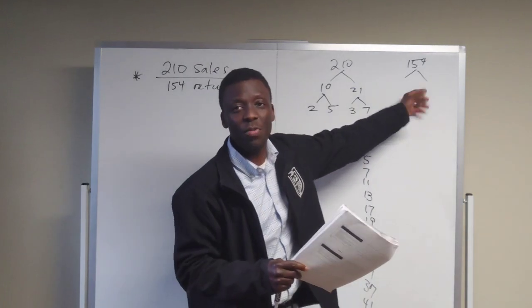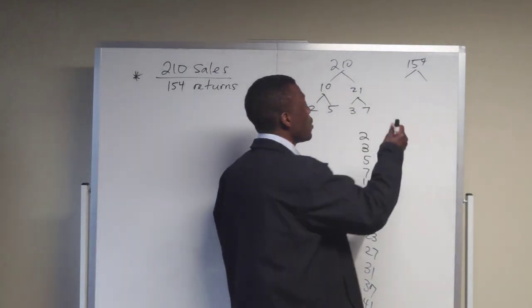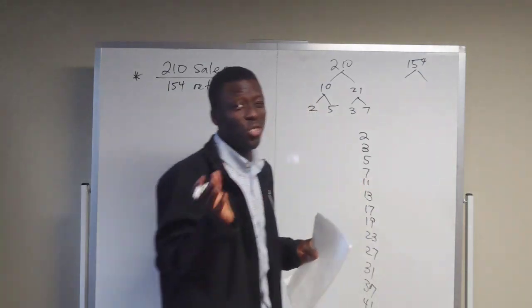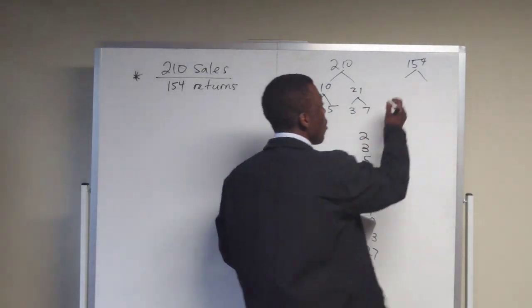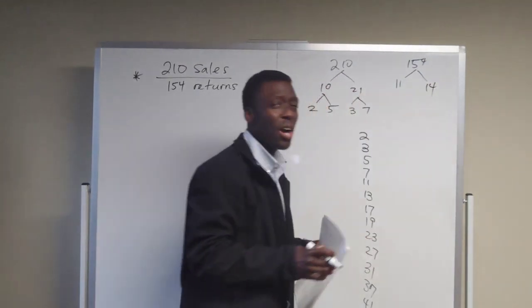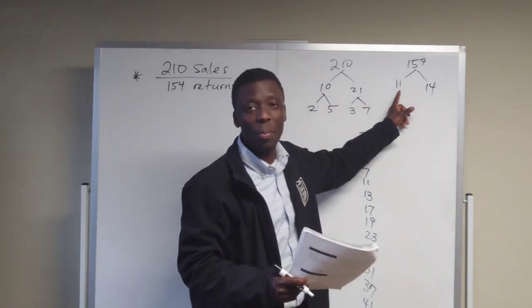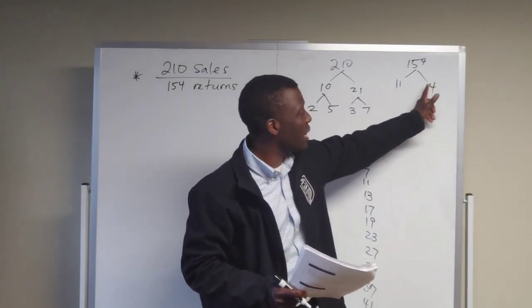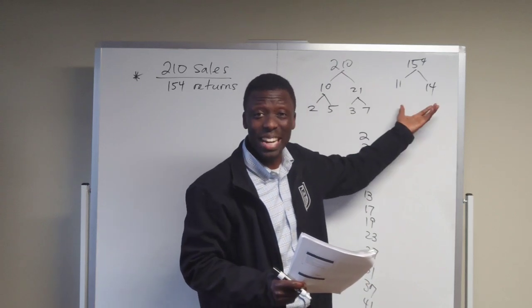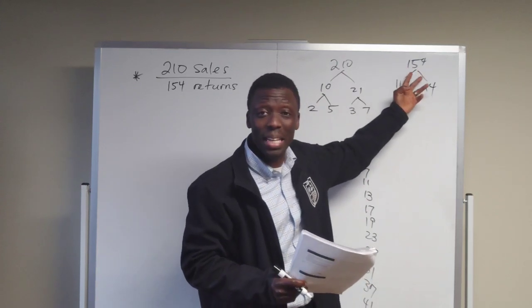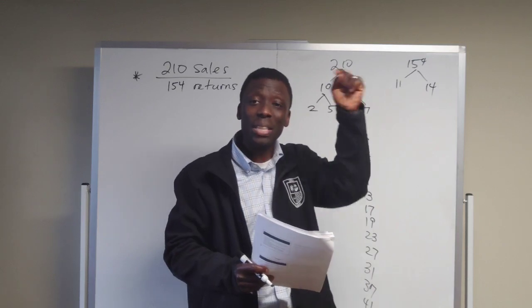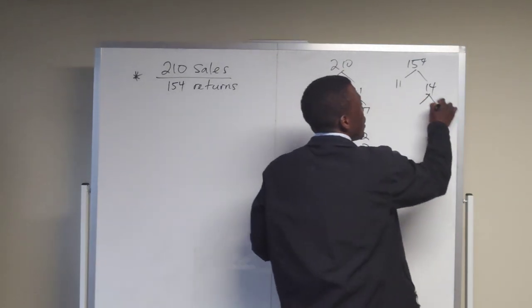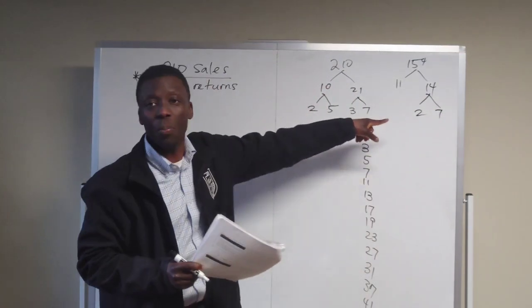Okay, what about 154? Can we break that down into smaller numbers? Well, let's see what we can do. There's a trick. 154 is a multiple of 11. How do I know that? Because when you multiply a number by 11, you actually add the digits. So like 1 plus 4 is 5, and you put it in the middle. That's how you get 154. Isn't that crazy? When you multiply a number by 11, just add the digits together and put the answer in the middle. And then this is 2 times 7. Those are all prime numbers.